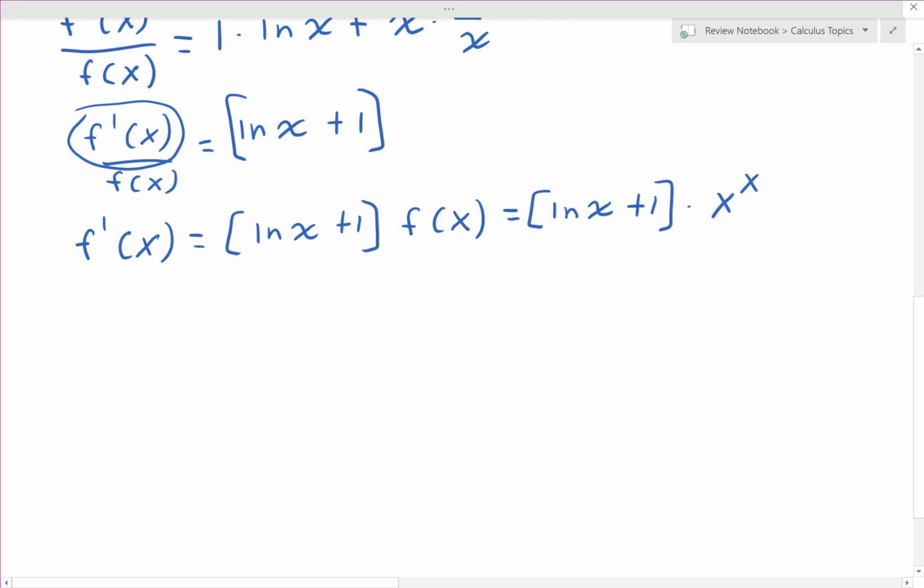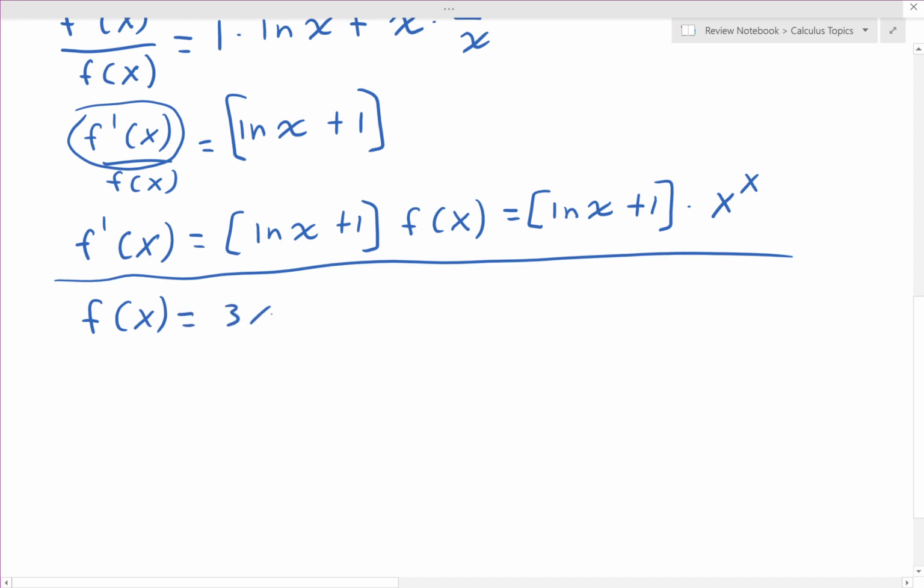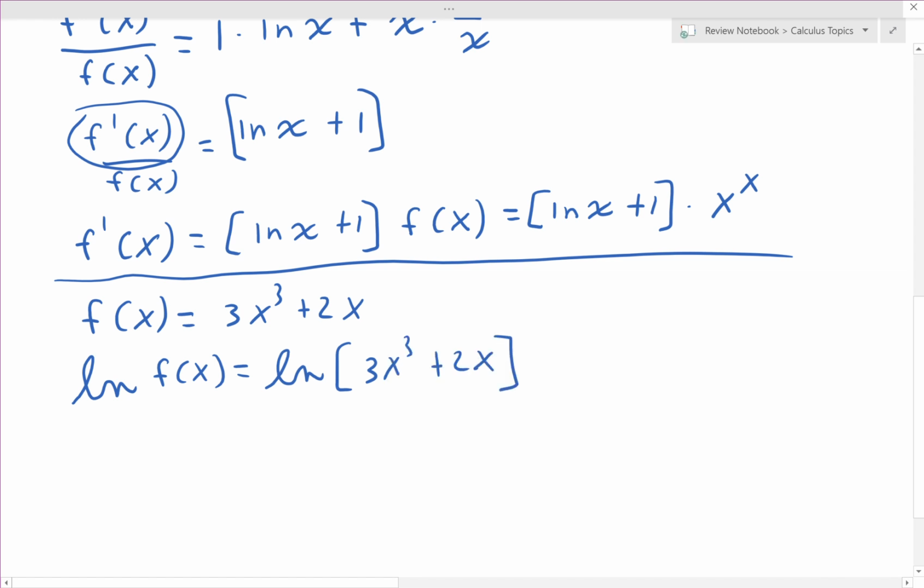Here's a time where you could probably do a simple power rule, but instead we'll run it through to show that this method works. So new problem, we have f of x is equal to 3x to the third plus 2x. Alright, let's take the log of both sides. So ln f of x is equal to ln of 3x to the third plus 2x. We see there's no rules that we can do here because there's two terms that are being added, not being multiplied or divided.